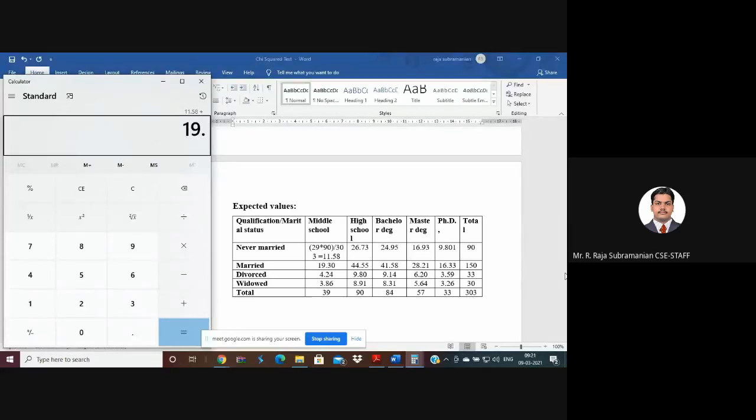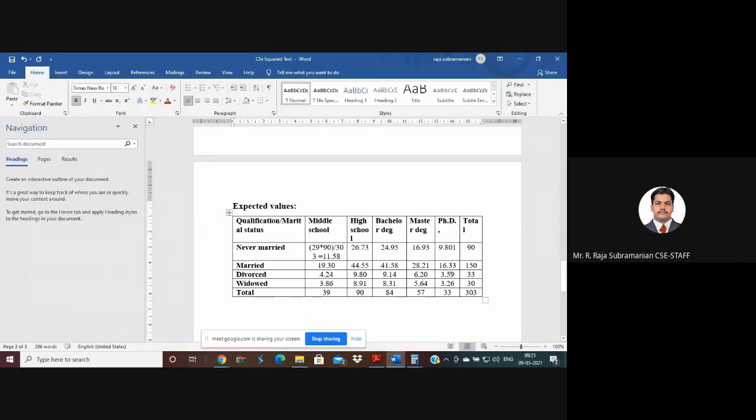7.58 plus 19.30 plus 4.24 plus 3.86 gives me 38.98, that is 39. 26.73 plus 44.55 plus 9.8 plus 8.91 is 89.99. 24.95 plus 41.58 plus 9.14 plus 8.31 is 83.98. 16.93 plus 28.21 plus 6.20 plus 5.64 is 56.9. 9.801 plus 16.33 plus 3.59 plus 3.26 will give me 30. So we verify these total values.